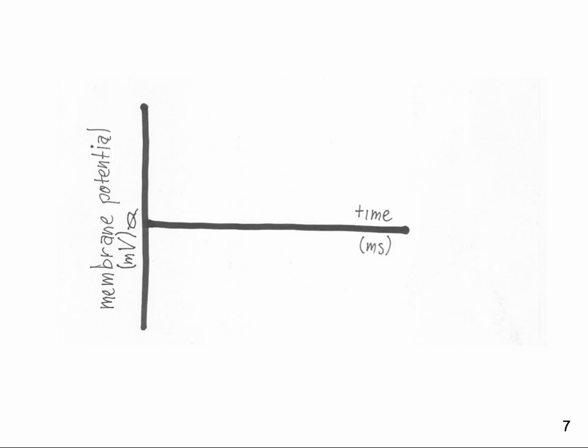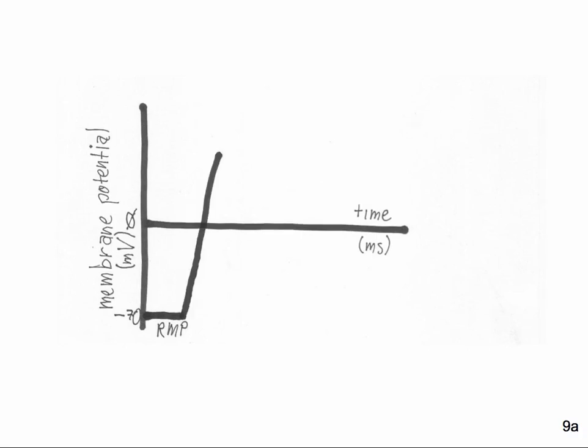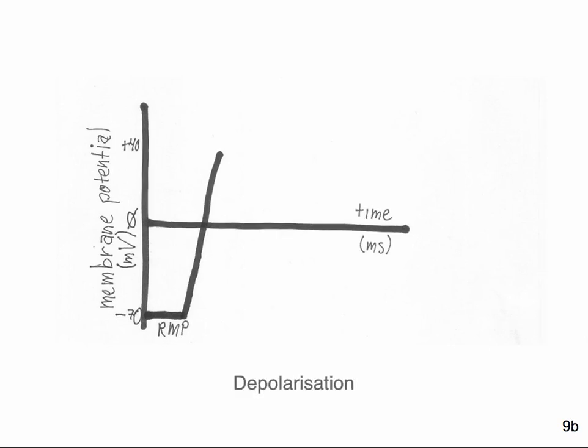To draw an action potential, first show the resting membrane potential, which is at minus 70 millivolts. Don't forget to label the axis showing this value. Then the voltage should go upward at a nearly vertical diagonal. This line should stop at plus 40 millivolts. This is the depolarization phase.